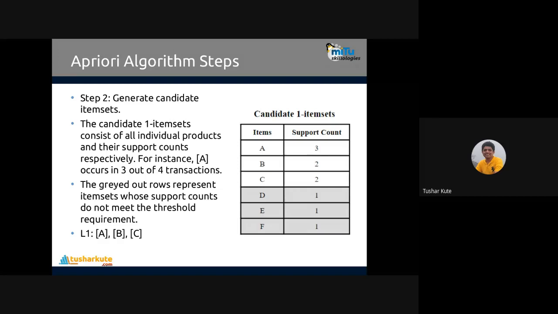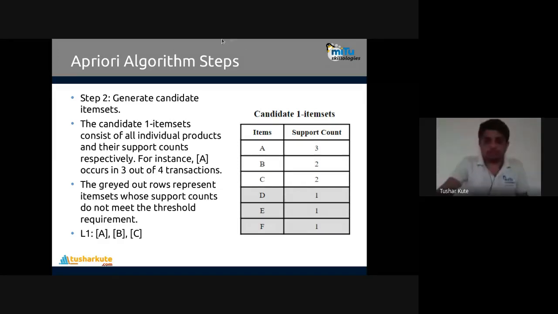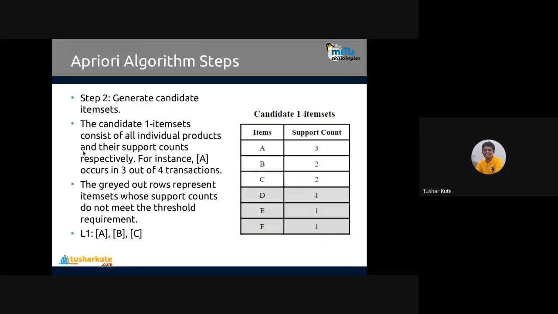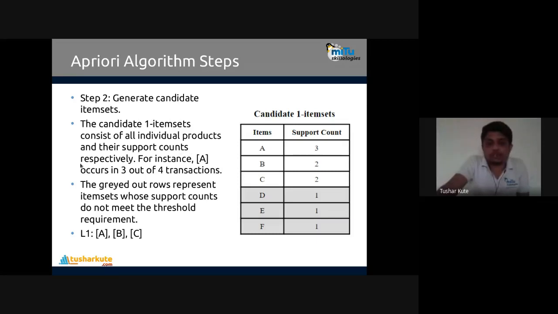Step 2, generate the candidate item sets. Now here, candidate 1 item set is this. As I told, candidate 1, 2, 3 onwards, it goes on. It consists of individual products and their support counts respectively.